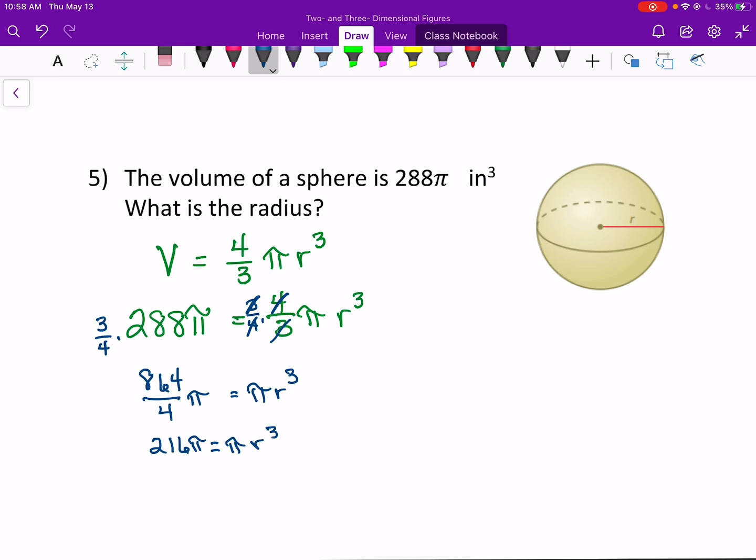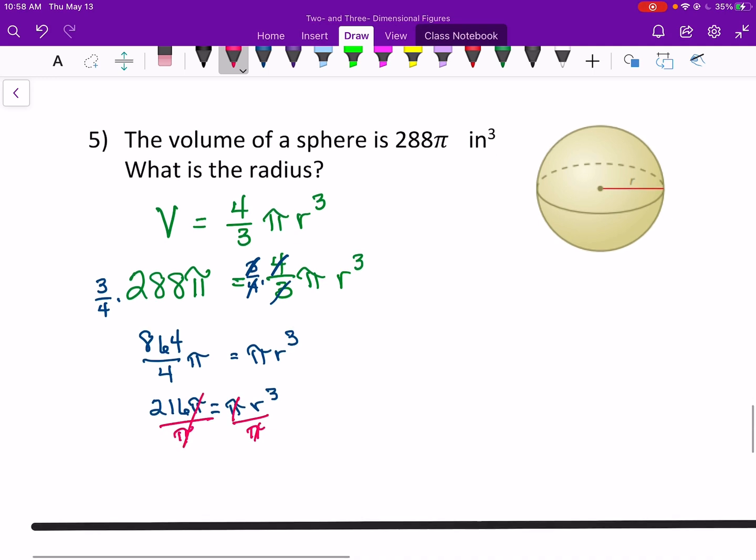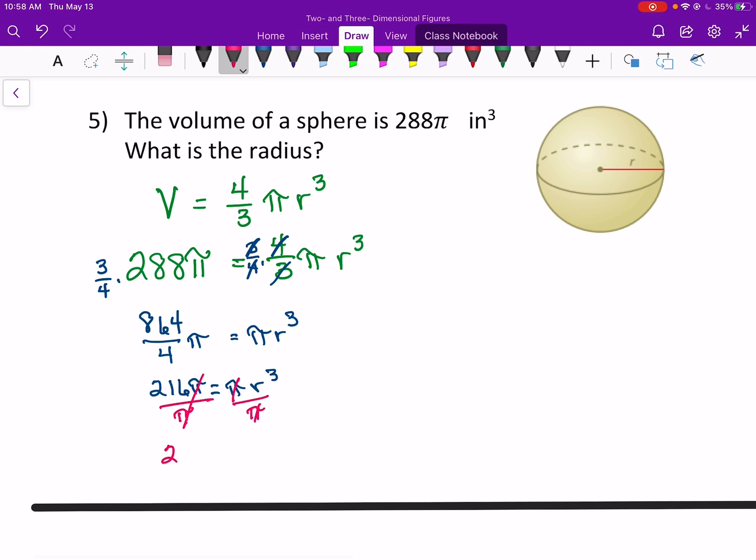I'm solving for r, so I need to get rid of multiplication by pi. So let's divide both sides by pi. Pi's cancel out here and here. So that takes us to 216 equals r to the 3rd. And now I need to get rid of that cube. So I'm going to take the cube root of both sides.